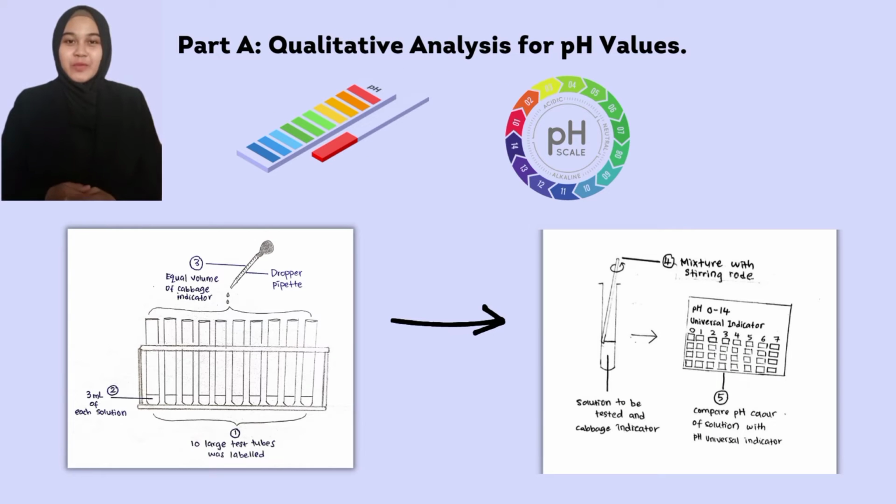Next is part A, which is the qualitative analysis for pH values. First, 10 large test tubes were prepared and labeled with the solution to be tested. Next, 3 ml of each solution was poured into the appropriately labeled test tube. Then, an equal volume of cabbage indicator solution was added using a dropper pipette. The mixture was stirred using a stirring rod. The resulting color of each sample was recorded after mixing with the cabbage indicator, and the color was compared with the pH color chart to determine the pH of each sample.